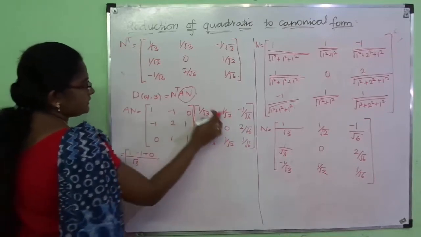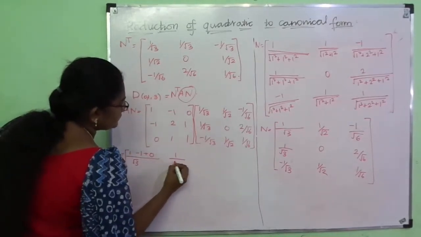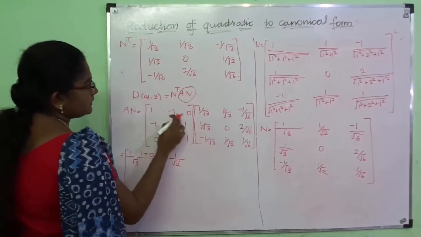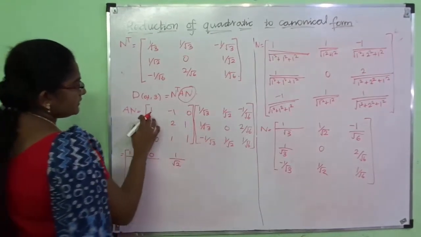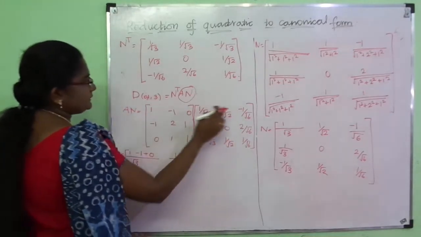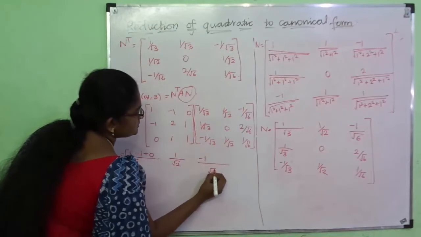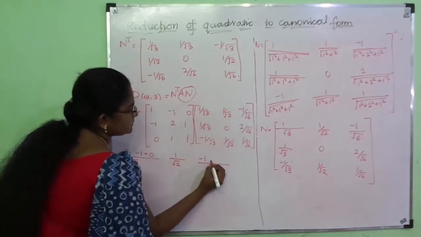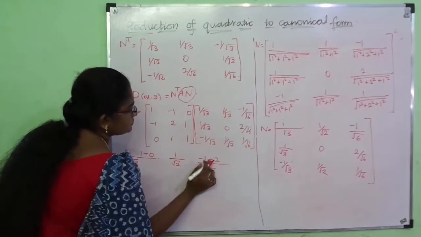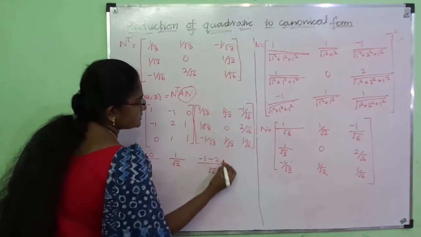The next, first row into the second column. 1 into 1 by root 2, 1 by root 2. Minus 1 into 0 will be 0. 0 into 1 by root 2 also will be 0. The first row and the third column. 1 into minus 1 by root 6, minus 1 by root 6. Minus 1 into 2 by root 6 will get minus 2. Sorry, minus 2. 0 into 1 by root 6 will be 0.